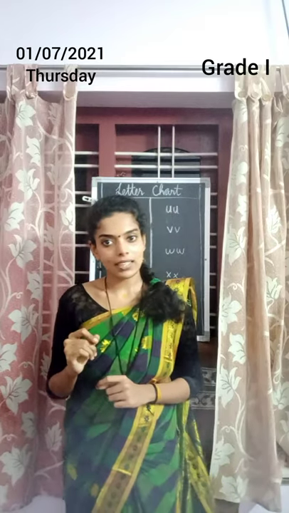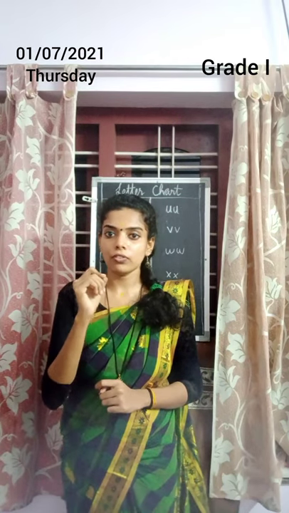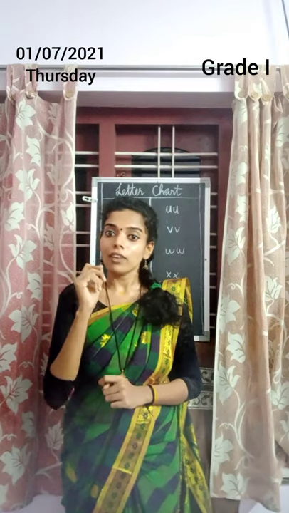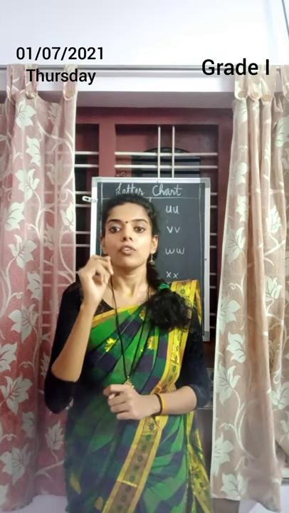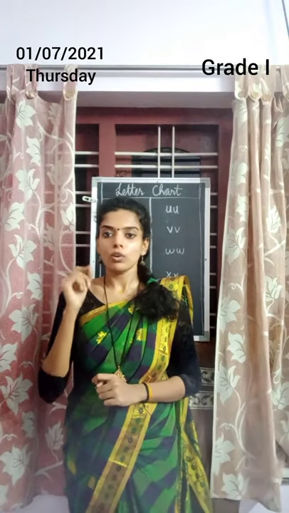The next letter is F. What's the sound of F? The sound of F is the f sound. What are the examples? Fan, frog, fox, fish, fire. So the sound of F is the f sound: frog, fire, fish.